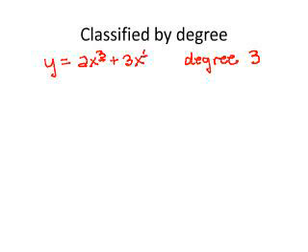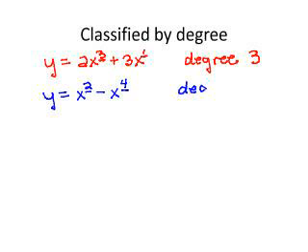The polynomial y is equal to x squared minus x to the 4th. The first term is degree 2, the second term is degree 4, so the polynomial is degree 4. And if the largest power that we see is a 5th power, then that's going to be a 5th degree polynomial. Okay? So we classify them by their degree.